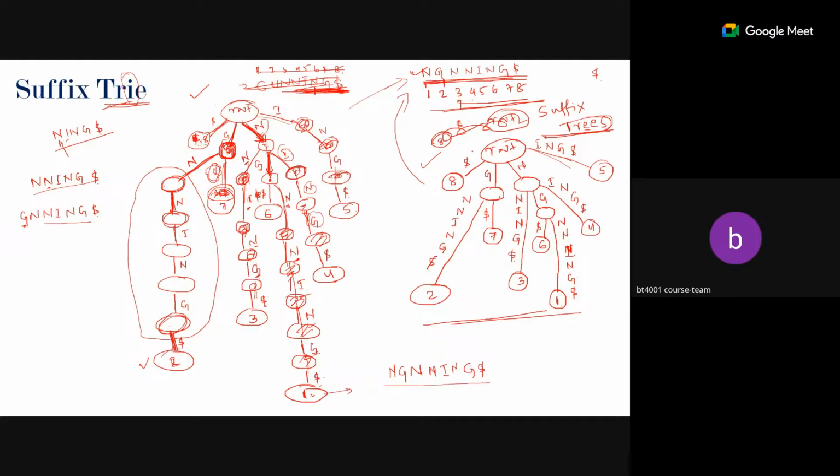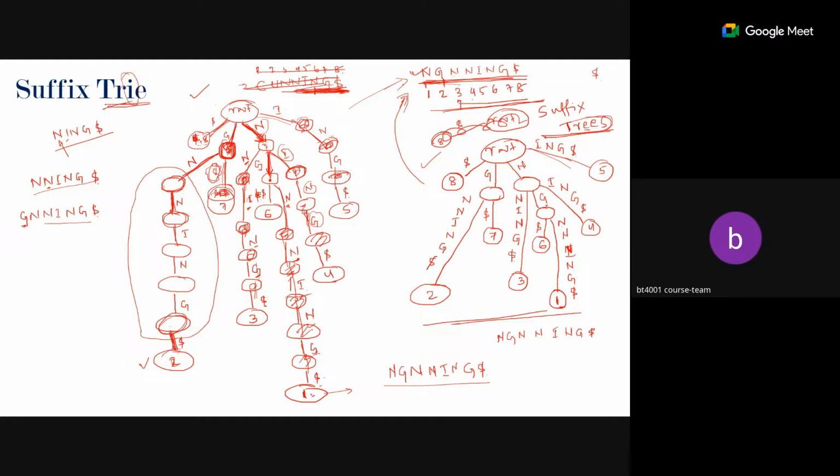Similarly, from suffix trees also, you just go back from 1 to obtain this. If you start from the leaf node 1, you have dollar, G, then NI, then NN. Previous to that we have G, then N. So this is how you can use suffix trees and suffix tries to obtain the string.